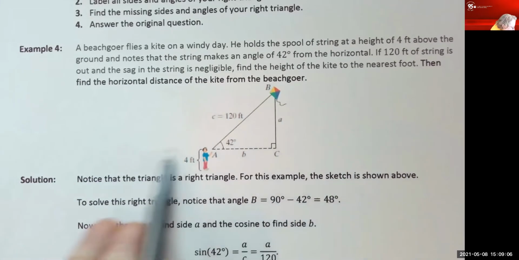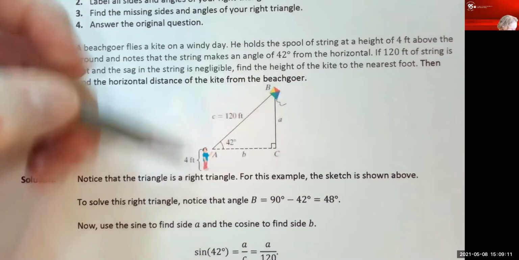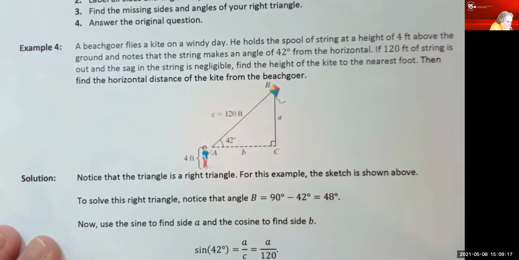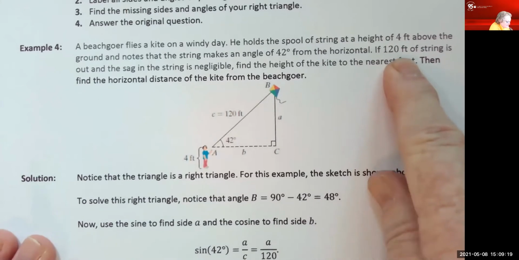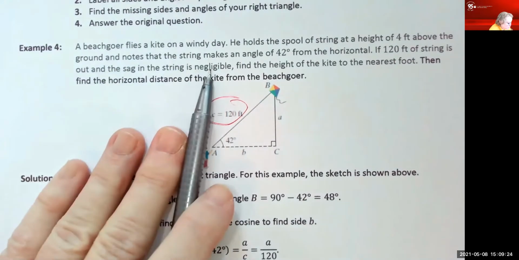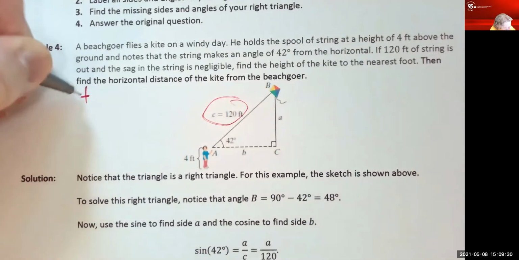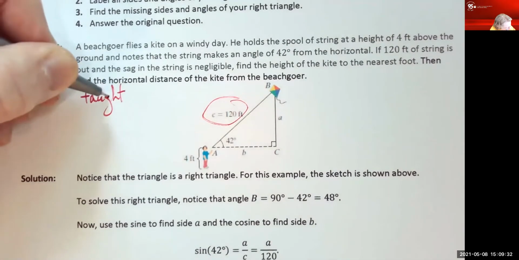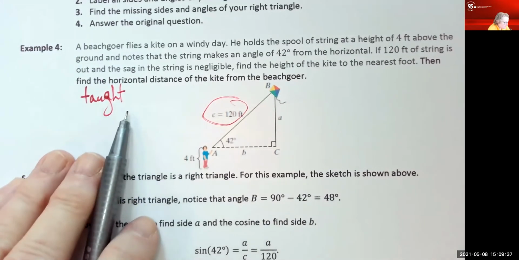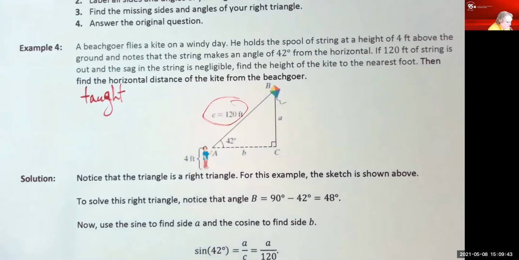So if we have the horizon or the horizontal being the ground, then the angle of elevation is 42 degrees. If 120 feet of string is out and the sag is negligible, which means that the string is taut or tight. Taut is the word that you would use if you want to say the string is not loose, and it means it is tight, not sagging.